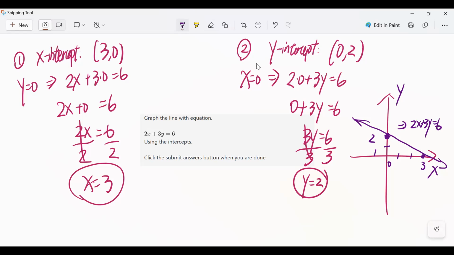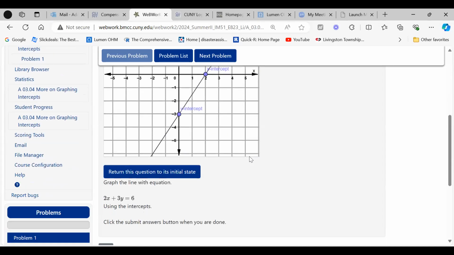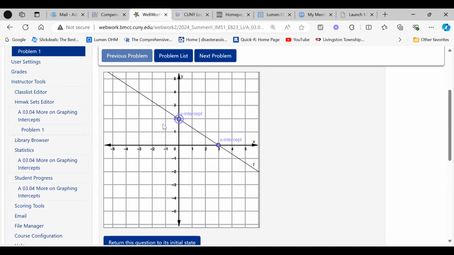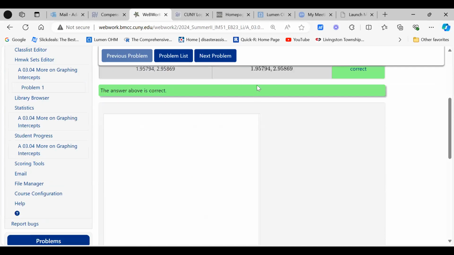Okay, any question about this? Let's go back here. On the graph here, you can locate the x-intercept. The x-intercept is (3, 0). And the y-intercept is (0, 2). Both intercepts show the line is decreasing, because the slope is negative. I'll show you in a second why this is true. And then check the answer. You see, it's the correct answer.